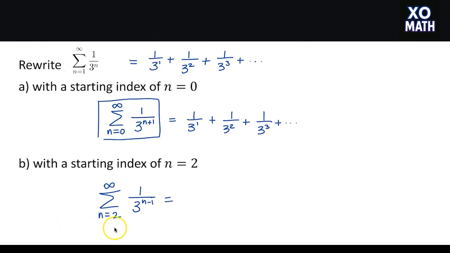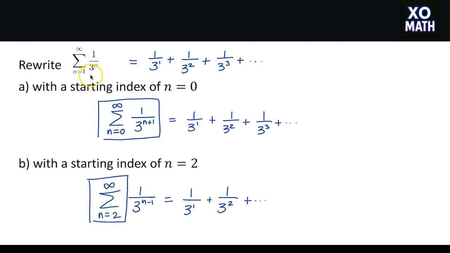And so if we do that, we can check to make sure it works. So we have 3 to the 2 minus 1, that's 1, so 1 over 3 to the first, and then 1 over 3 to the next one I'd plug in is 3, 3 minus 1 is 2, 3 squared, and I'll leave it there, and so on. So this is rewriting my infinite series with the starting index of n equals 2.